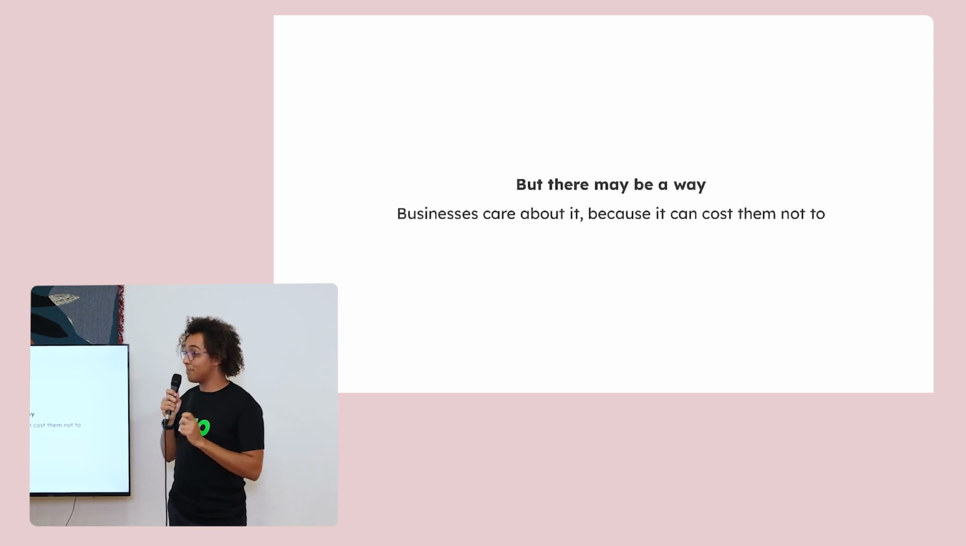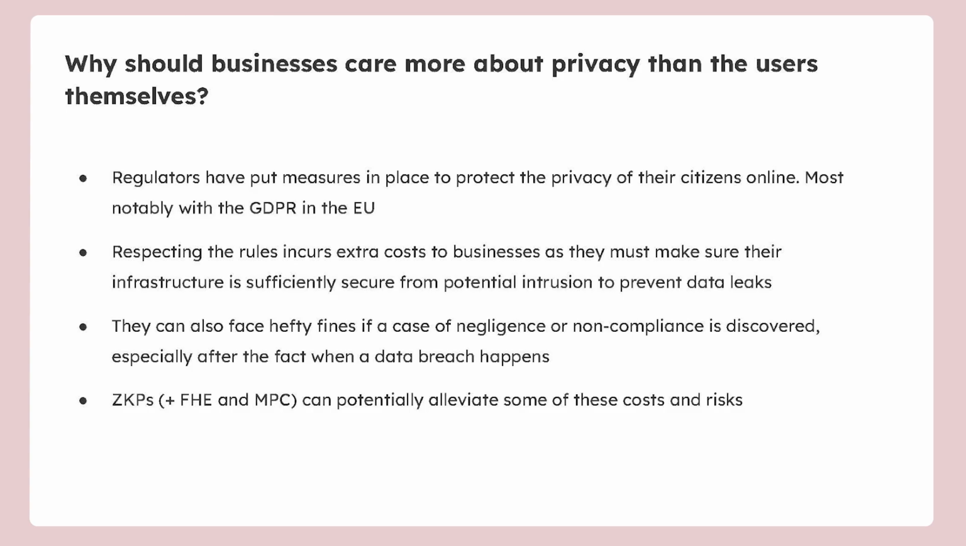Businesses care about privacy because it can cost them not to. Now, the reason why is that regulators did not forget about those privacy leaks, and they put in place measures to protect the privacy of their citizens online, especially in the EU with the GDPR. So now it creates an incentive for businesses to protect the privacy of their users because otherwise they can face huge fines. We're talking huge fines for big corporations that have huge incomes.